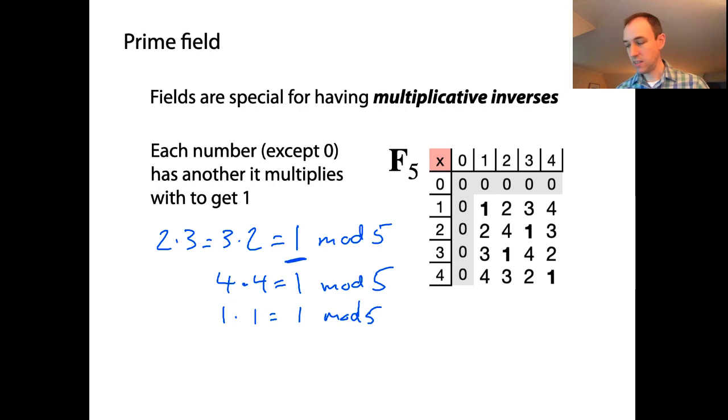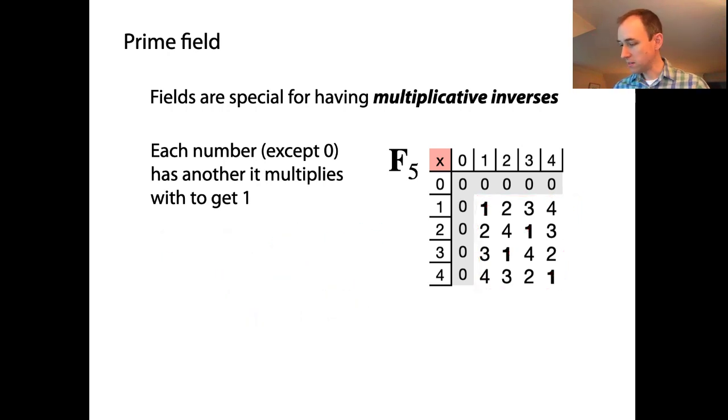And you can see that, actually, just by taking this part of the table, and seeing that every row has a 1, and every column has a 1. And so that indicates that there is another number that you can multiply. If you're looking at the columns, there's a row that contains a number that you can multiply the column number by in order to get 1.